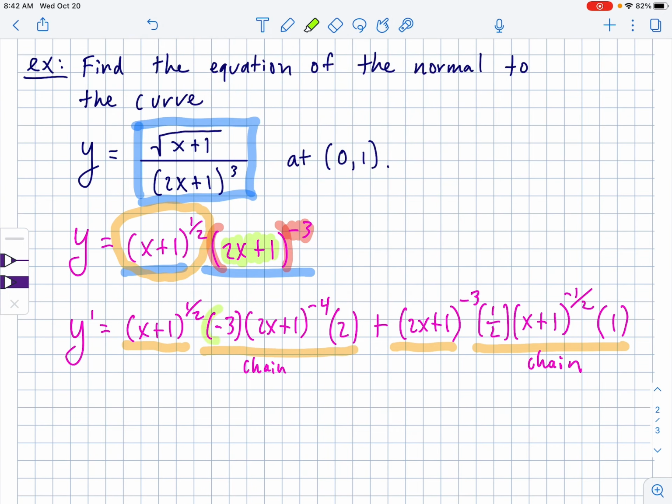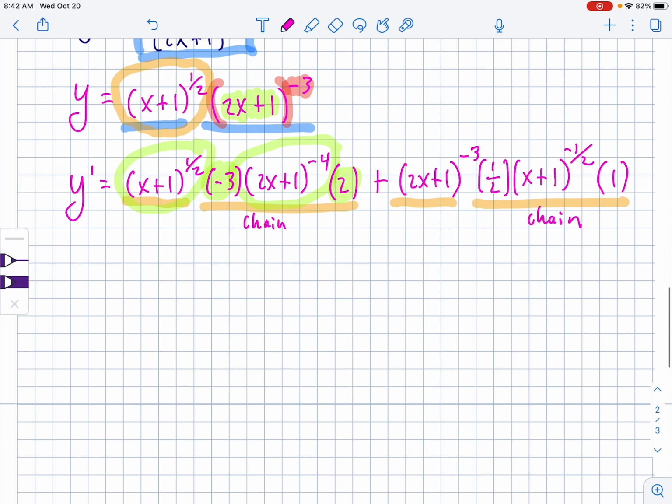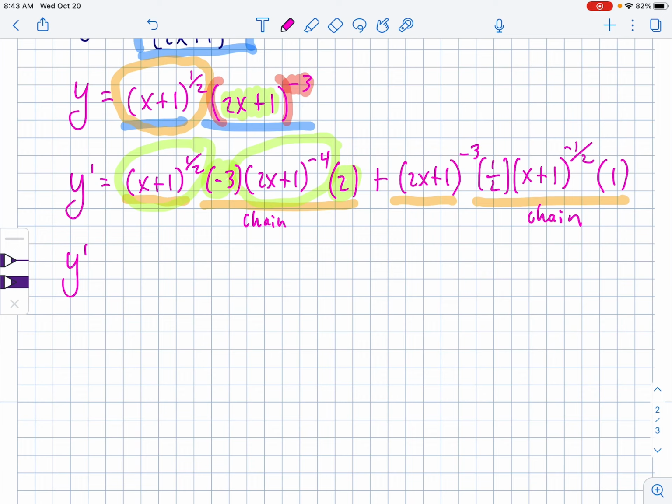Okay, what should we do? Let's maybe clean it up as much as we can. Some things I'm noticing is that this -3 times 2 is going to be -6. This guy's going to have to go downstairs. This will be changed into a square root.